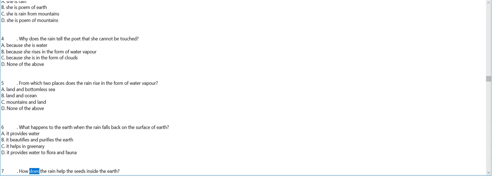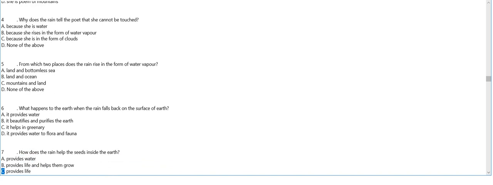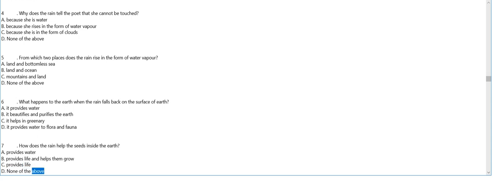7. How does the rain help the seeds inside the earth? A. Provides water. B. Provides life and helps them grow. C. Provides life. D. None of the above.